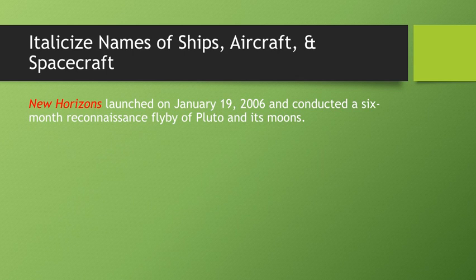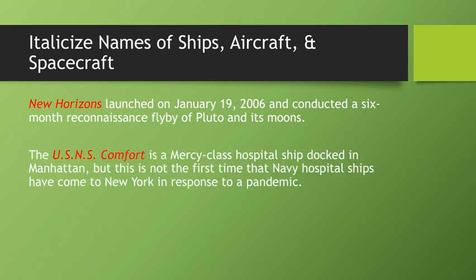Here's one that people forget all the time, which is to italicize the names of ships, aircraft, and spacecraft. So to give an example, New Horizons, which is the spacecraft that just recently flew past Pluto and gave us really good photos of Pluto and its moons, needs to be italicized. New Horizons is the name of the spacecraft. So New Horizons launched January 19, 2006, and conducted a 6-month reconnaissance flyby of Pluto and its moons.